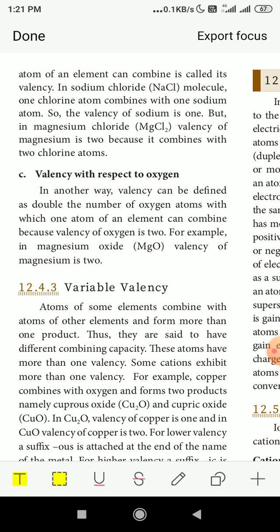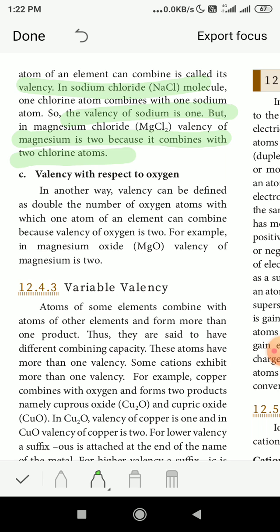So the valency of sodium is 1, but in magnesium chloride, MgCl2, how many chlorine atoms are there? 2. So magnesium will have the valency 2. The valency of magnesium is 2 because it combines with 2 chlorine atoms. Okay, understood? So for all this you need to learn the chemical formulas.